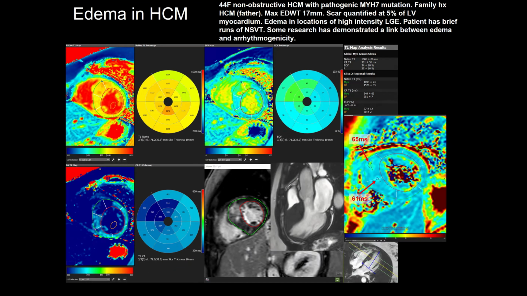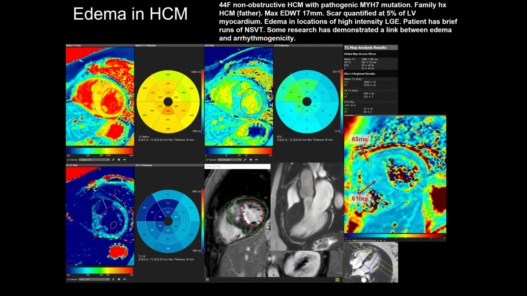This is a 44-year-old female with a pathogenic beta-myosin heavy chain mutation inherited from her father and reverse septal curvature subtype HCM. You can see that she has a high signal intensity LGE, and you can see corresponding higher elevation of native T1 and ECV in these regions. On Holter, she had runs of NSVT.